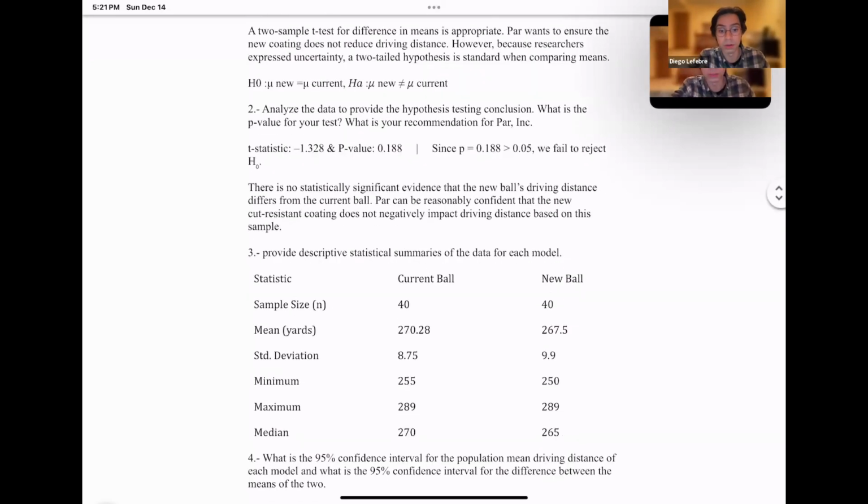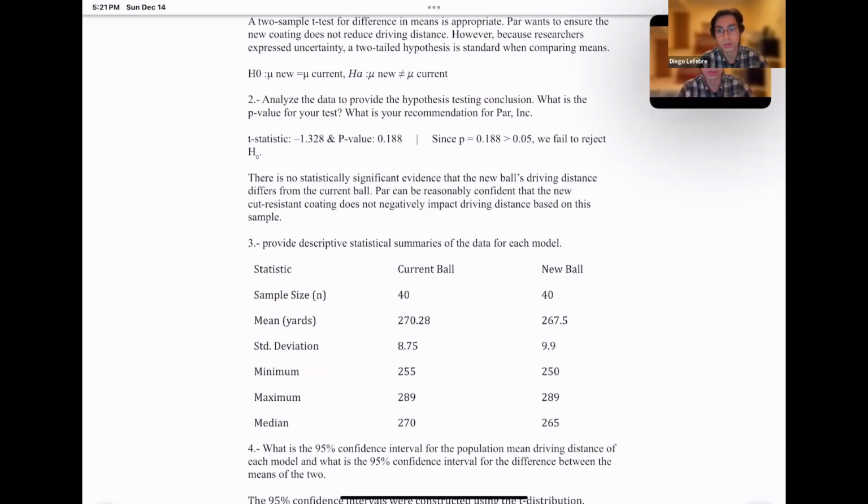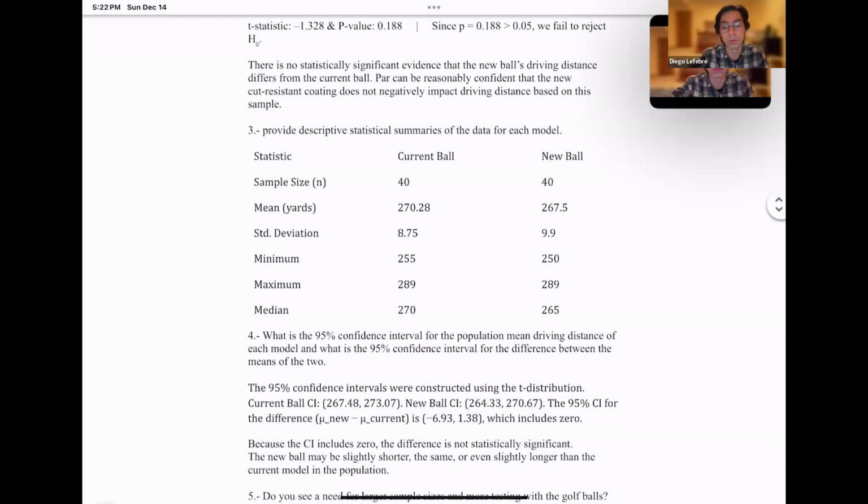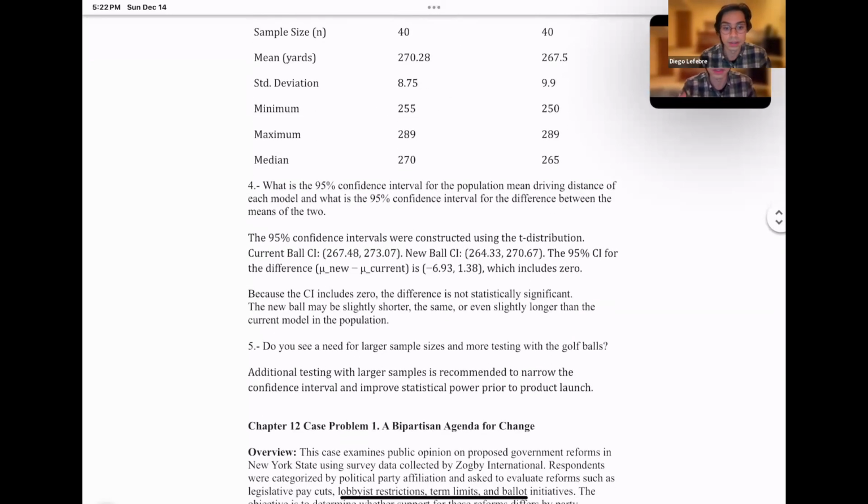The sample size was about 40 shootings, or 40 tests of the ball. We got a mean yardage of 270 with the current ball and 267.5 with the new ball. Therefore, there's just not enough of a difference to completely say that the new ball is significantly better than the old one. Therefore, we reject the hypothesis that it is better, and we state that the ball is not better, but neither worse. The confidence interval includes 0.